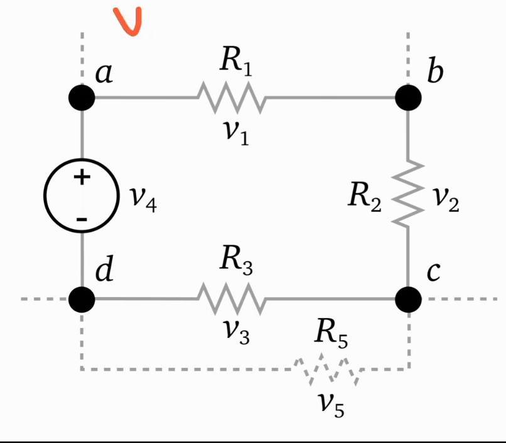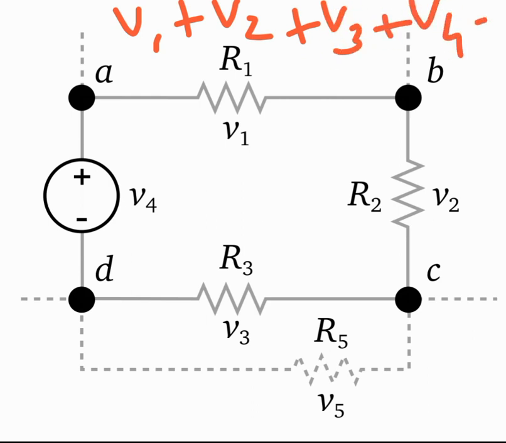So just write in mathematical form V1 plus V2 plus V3 plus V4 is equal to 0. So this is how you can say that you have defined the KVL. Remember, V3 and V5 are the same, so you can write either V3 or V5.